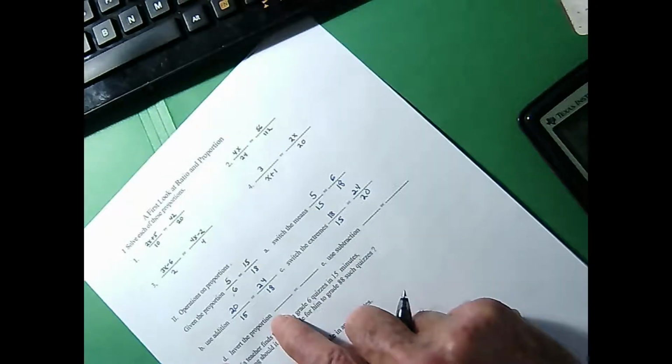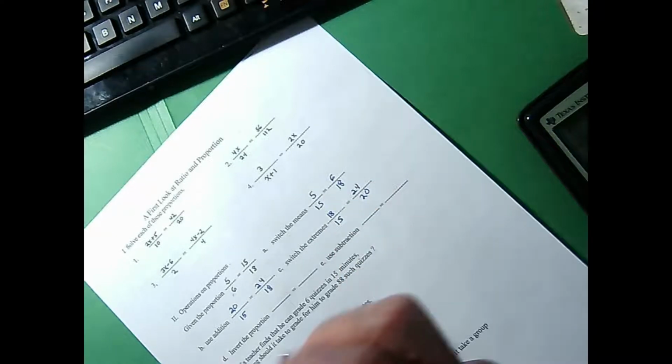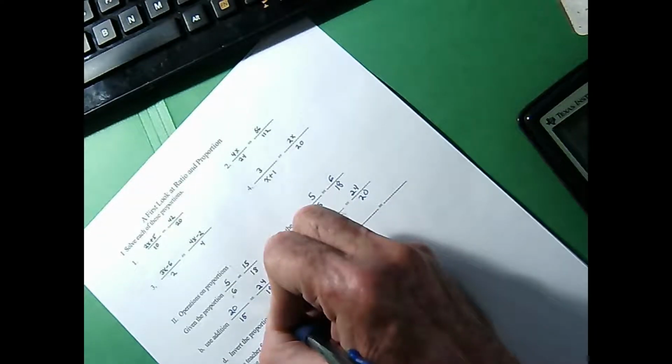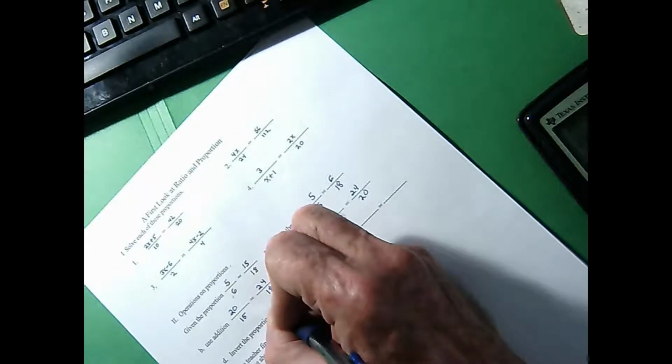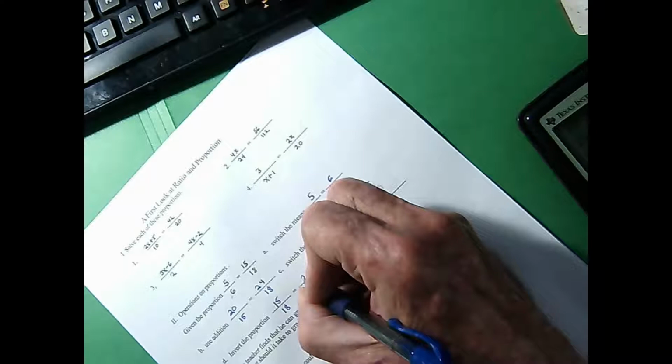Invert the proportion. Okay, so I'm going to go back to this proportion and invert it. When you invert it, you just turn it upside down. That becomes 15 over 18 equals 20 over 24.